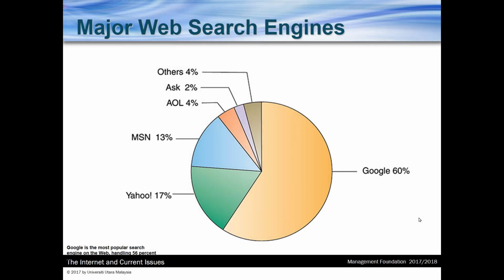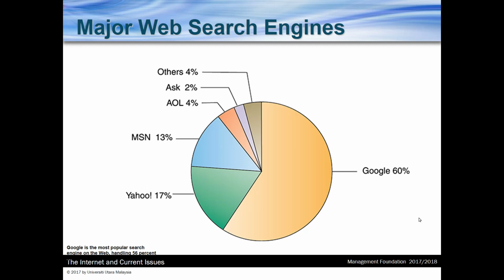If we look at the major web search engines, here are the top search engines in the world ranked by popularity in the year 2021, this year. The most popular is Google at 60%, followed by Yahoo at 17%, and then MSN at 13%. We also have Bing, Baidu, Yandex, DuckDuckGo, Ask.com, Ecosia, American Online, Internet Archive, and so on.